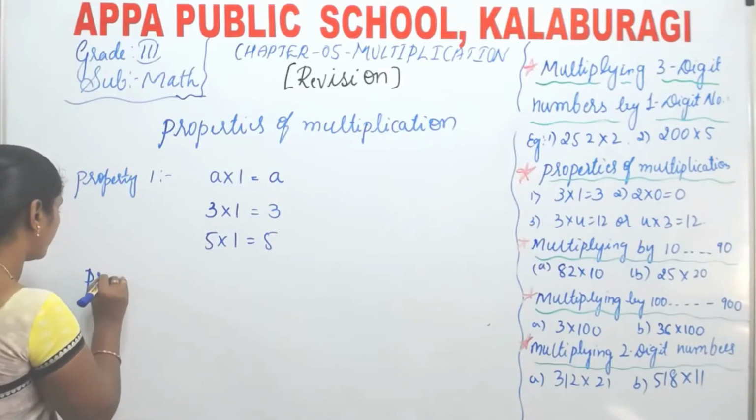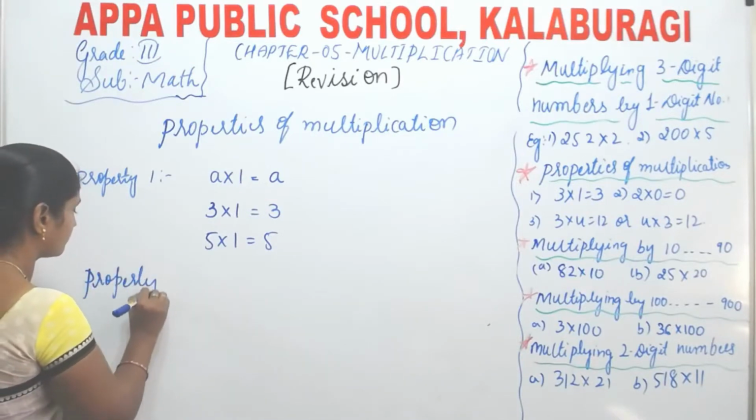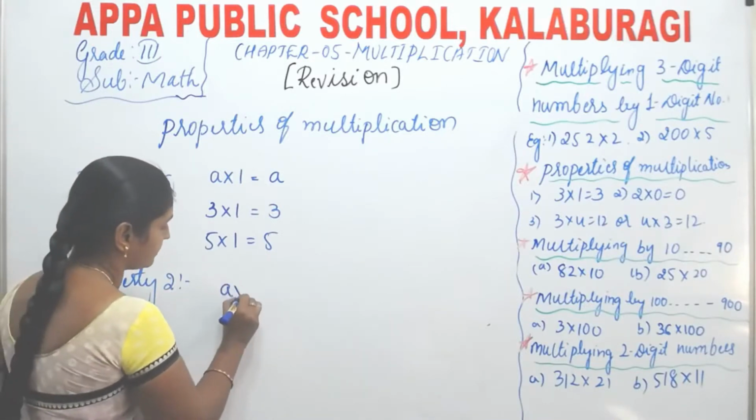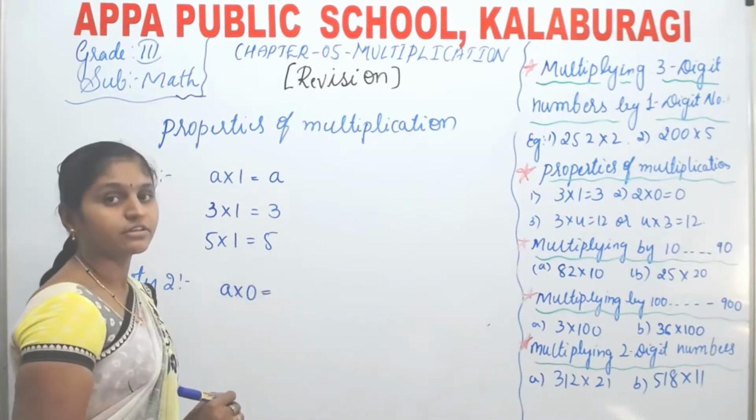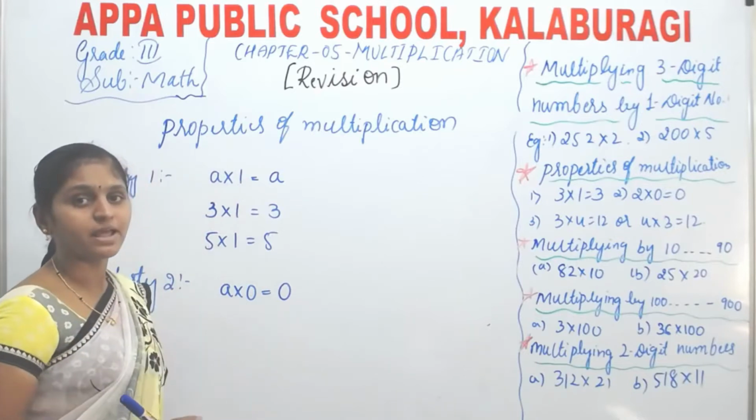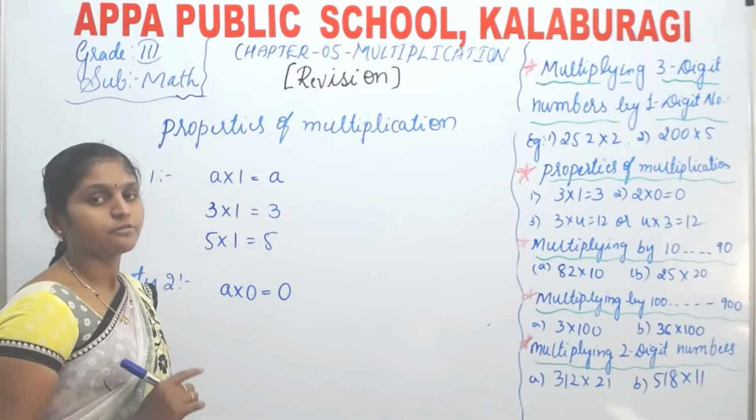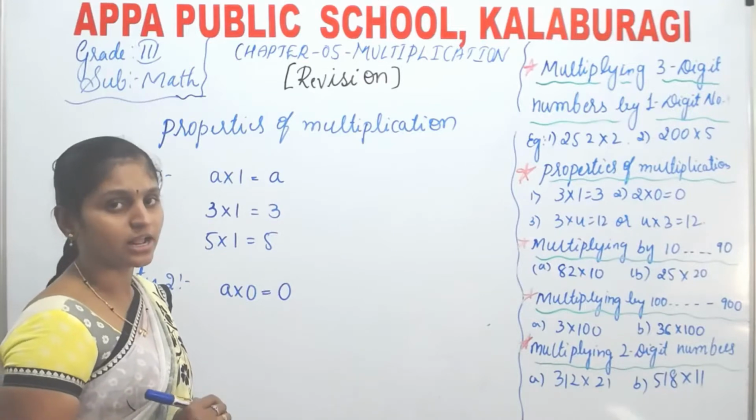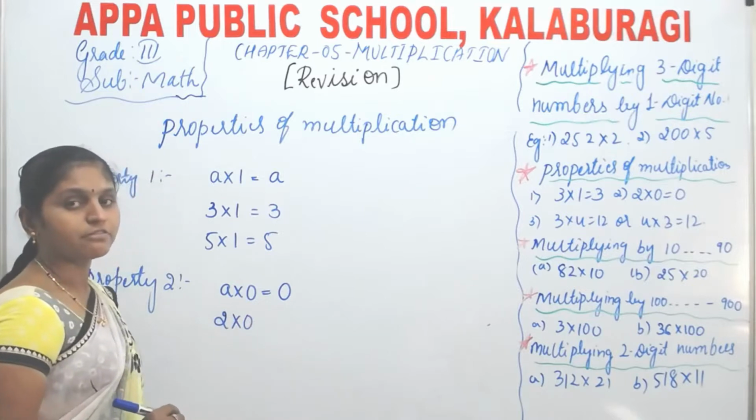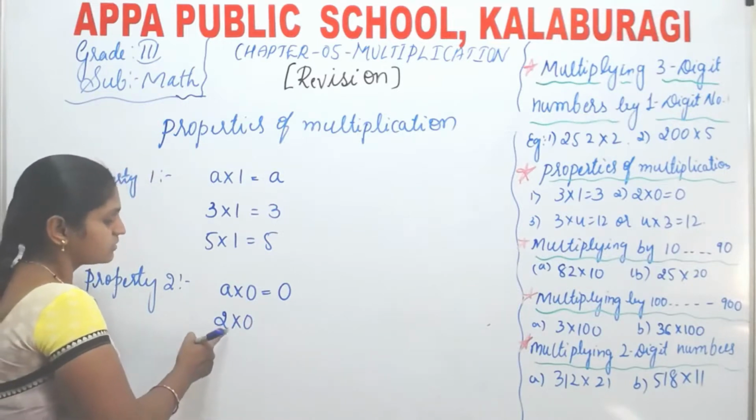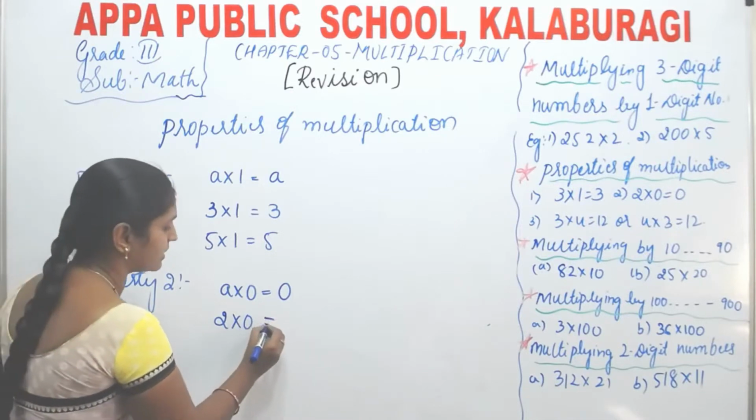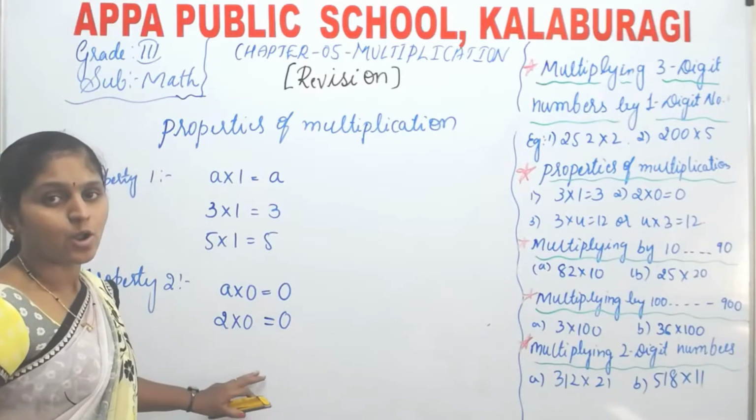Property number 2. What is property number 2? If we multiply any number with 0, we get 0 as the product. Yes, if we multiply any number by 0, we get 0 as the product. For example, 2 into 0. What are we doing? We are multiplying 0 by 2, or 2 into 0. We get 0 as the product.